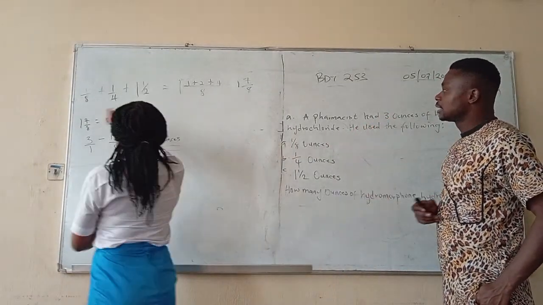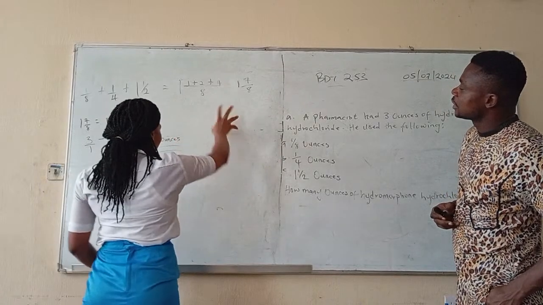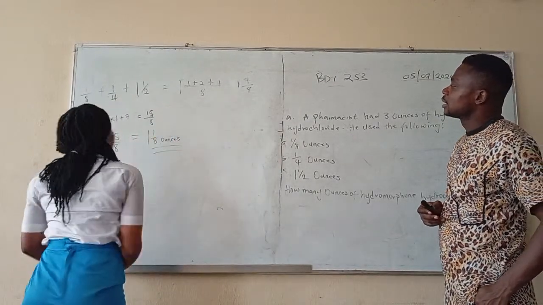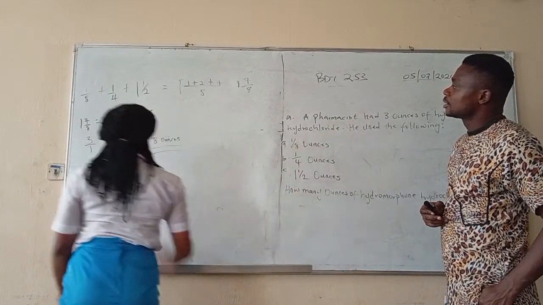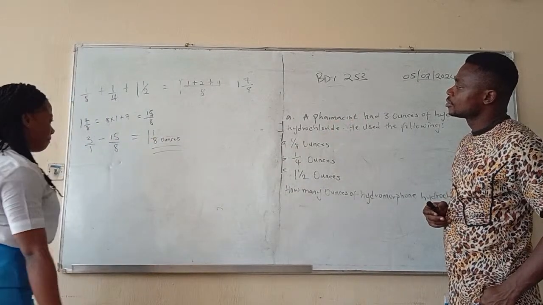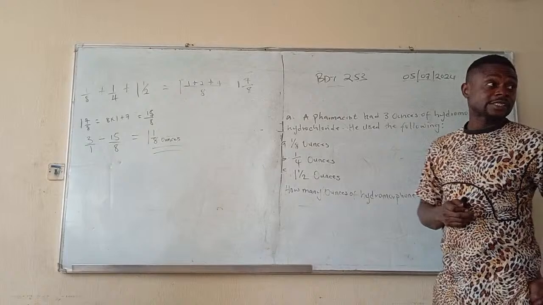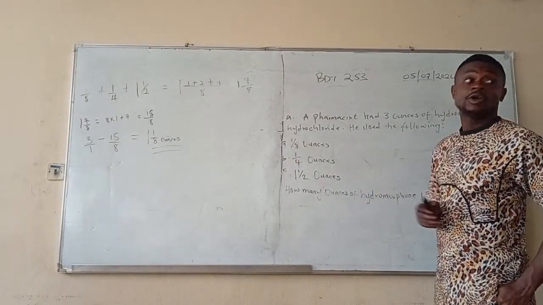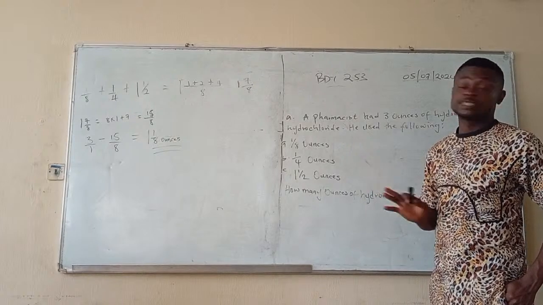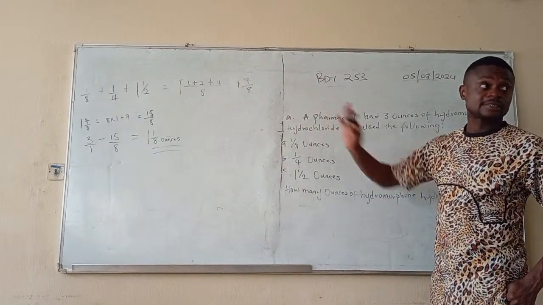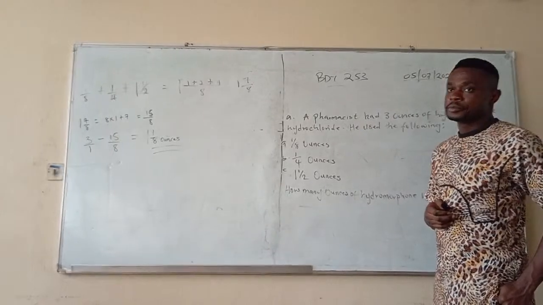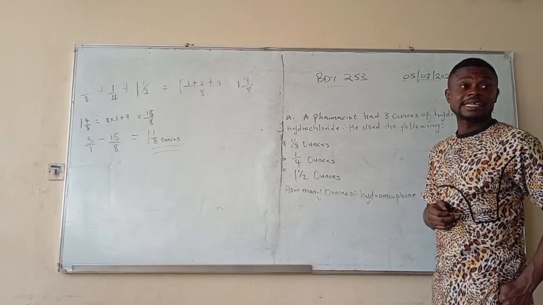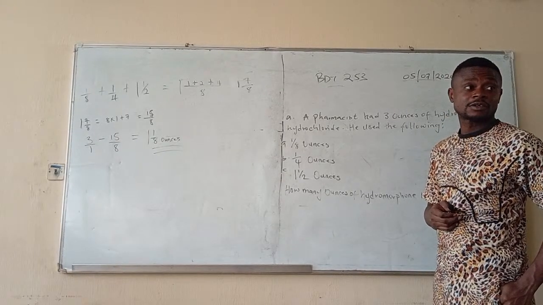The pharmacy took 1/8, took 1/4, took 3/2. So if you want to know the amount remaining, you add up those the pharmacist took. Am I communicating? Yes. So you have 1/8 plus 1/4 plus 3/2.